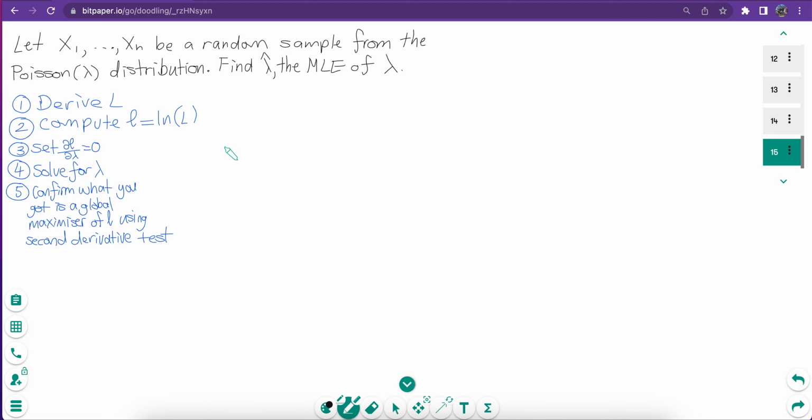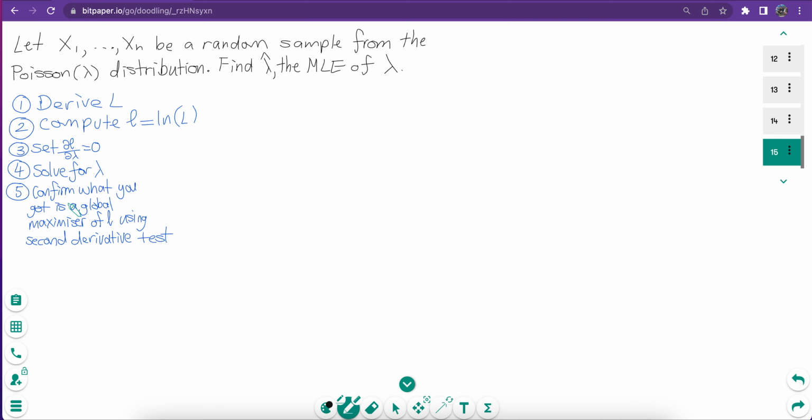So here we'll look at the idea of maximum likelihood just from a very practical perspective using a simple example. And with these 5 steps, you can do the majority of MLE type questions. The idea is we are given a particular distribution and we have a random sample. With this information given to us, we need to find the maximum likelihood estimator. So if lambda is your parameter, we want to find lambda hat, which is your MLE.